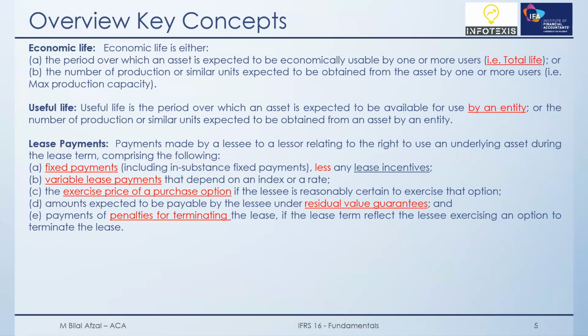The next thing is the payment for penalties for terminating the lease. If we can reasonably say that a lessee will not complete the lease term, or he will opt for the option to terminate the lease, all these payments would have to be made part of the lease payments when we will be doing our calculation.